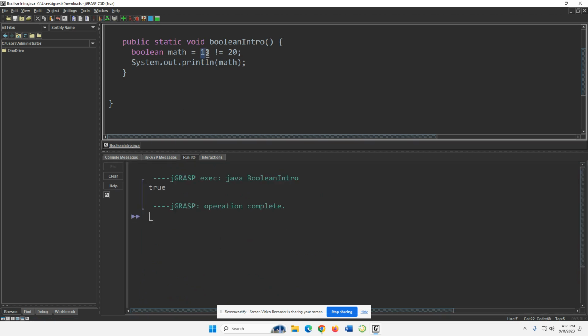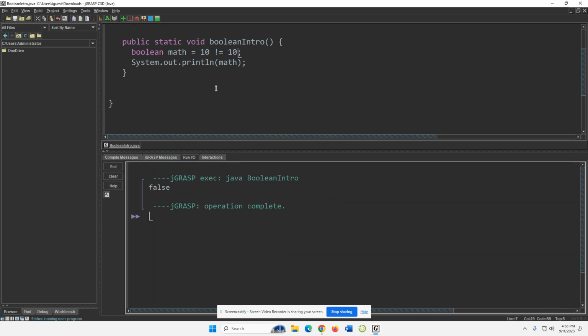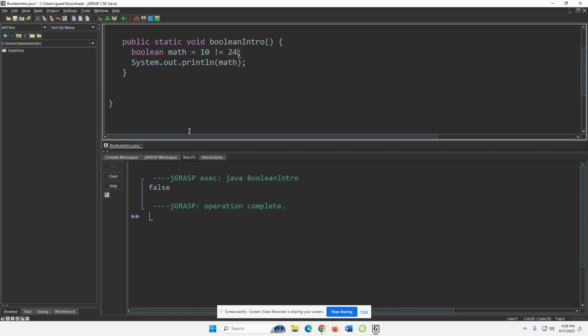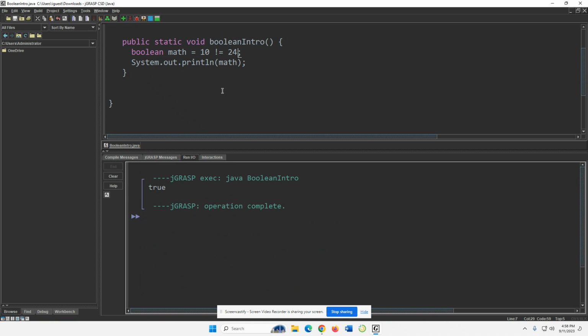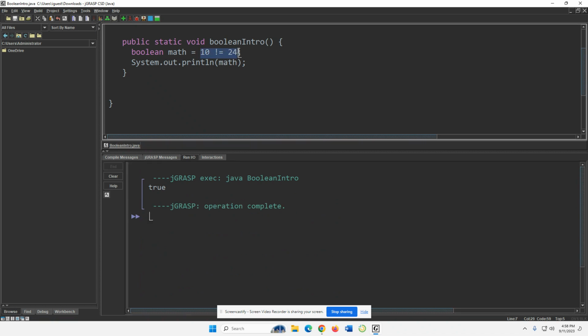So the negation is a way to check whether two numbers do not match, and if they do match, then it's going to evaluate to false. So if I had 10 does not equal 10, that's going to evaluate to false because 10 is 10. Then we could also make this 24. Does 10 equal 24? No, it doesn't, so that's going to be true. So the negation is basically the opposite of what you want. If you want true, it gives you false. If you want false, it gives you true. So that's just the negation.